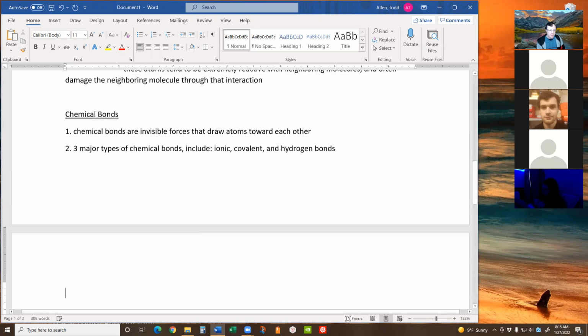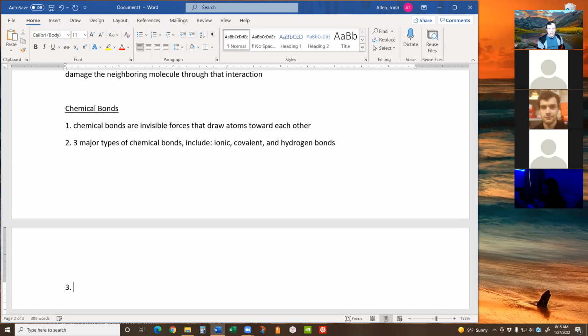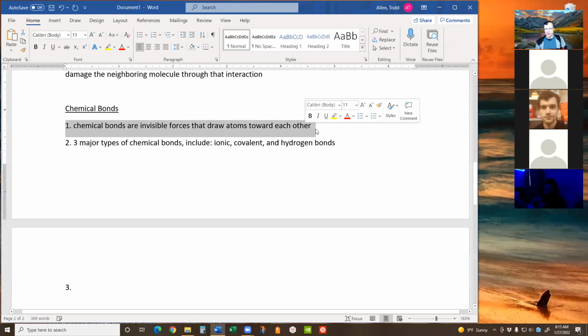Okay, so please appreciate that no matter what kind of bond we're talking about, ionic, covalent, and hydrogen bond, we really are talking about a force of attraction between the atoms. When I say number one up here, chemical bonds are invisible forces that draw atoms towards each other. That is true for all three types of chemical bonds.